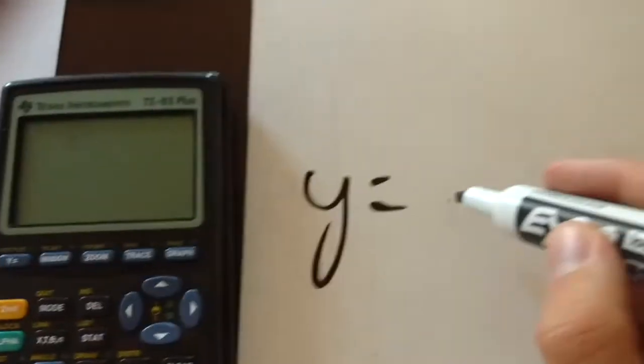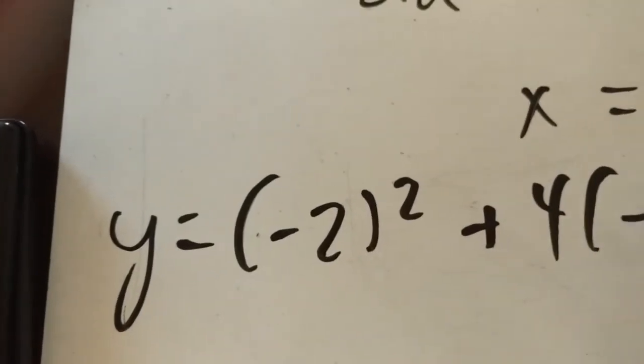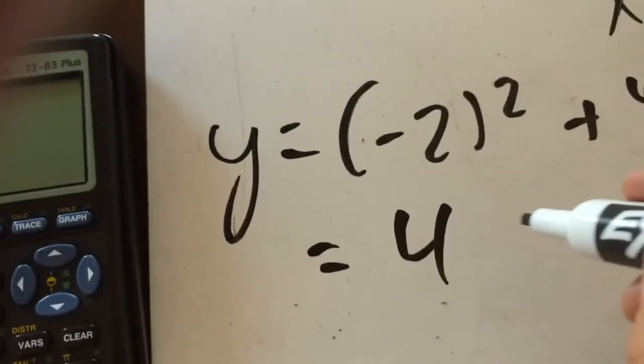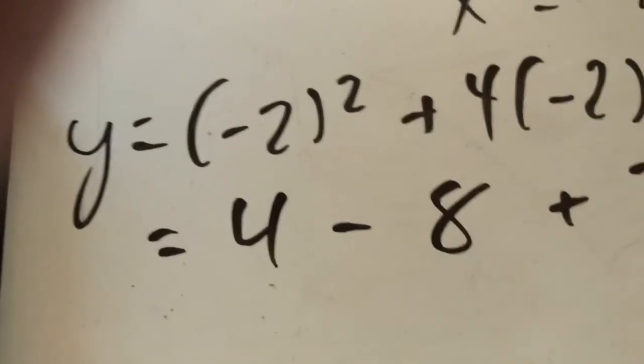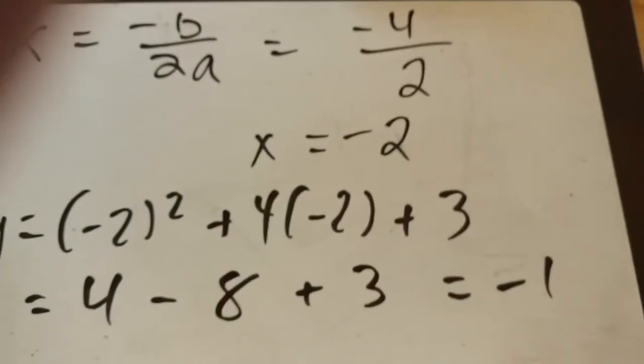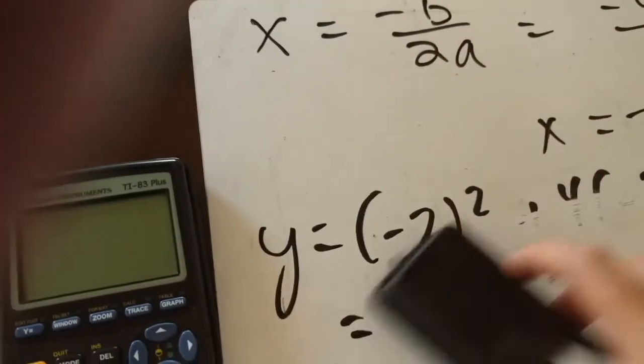To find the y-coordinate of that, you just take that negative 2 and you plug it back into your equation. So we're going to have negative 2 squared plus 4 times negative 2 plus 3, which is going to give us 4 minus 8 plus 3, or in other words, negative 1 is going to be our y-coordinate of our vertex. So we do know we have a vertex of negative 2, negative 1.